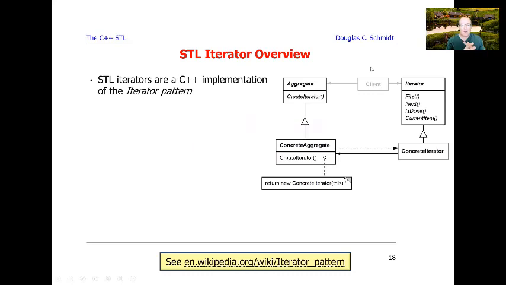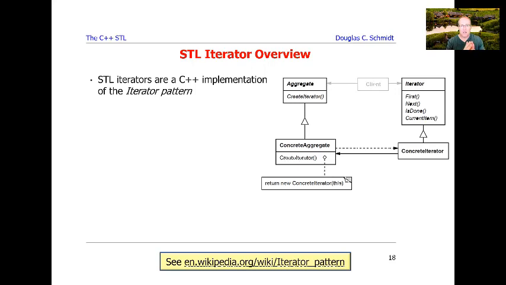So what is an iterator? Well, first of all, an iterator in C++ STL is just a C++ version of the so-called iterator pattern from the Gang of Four book. And we'll be talking more about patterns later in the course, and we'll be talking more about the iterator pattern later in the course. But for the time being, this is a diagram that shows the iterator pattern.